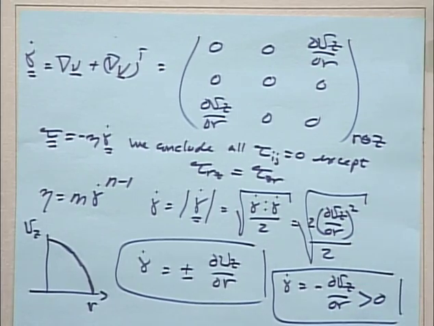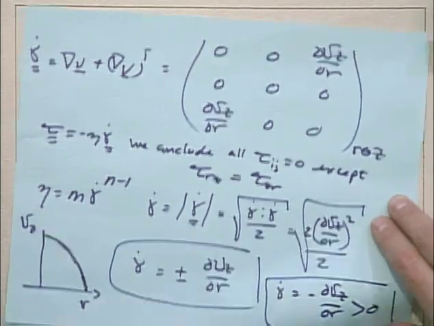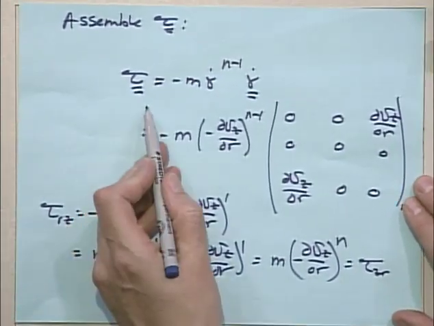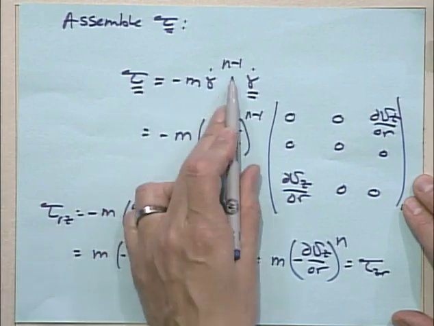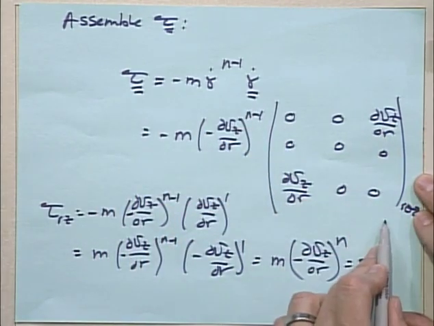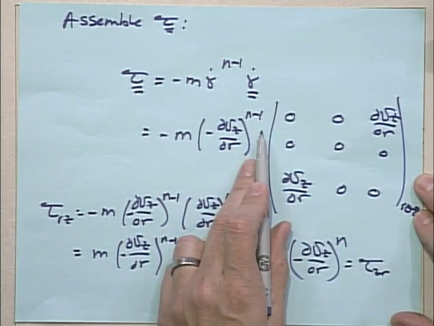So that's the tricky part. Now that we have gamma dot, the tensor, we can assemble tau, and we have gamma dot the magnitude. And so here's our constitutive equation, m gamma dot to the n minus 1 times gamma dot tensor. Here's the gamma dot tensor. Here's m. Here's our newly calculated gamma dot raised to the n minus 1.